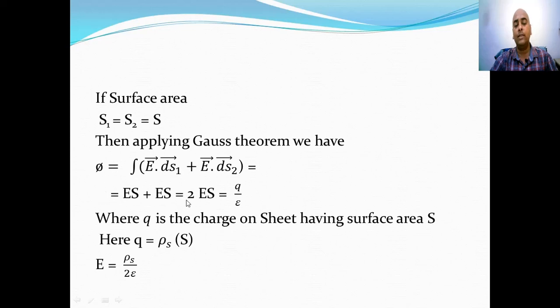So the total flux is 2ES, and the total flux which is coming out as per Gauss law is Q by epsilon naught. So here Q is the charge on the sheet having surface area S. Here charge is rho S into S. So from here we can conclude that the electrical field at point P is rho S by 2 epsilon naught.